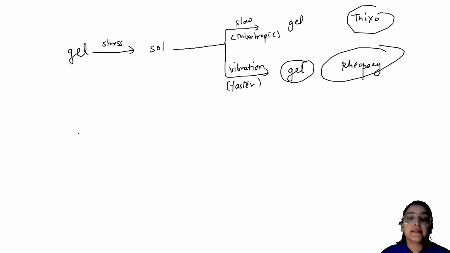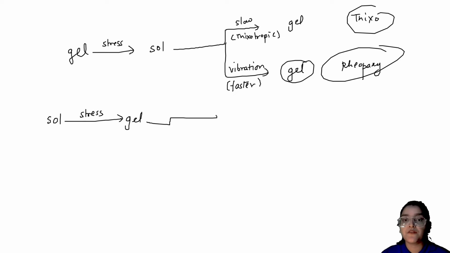Similarly, the other one that we have discussed is the sol to gel conversion upon the application of stress. Now this gel is converted further into the sol with a slow process, which will be termed as anti-thixotropy or negative thixotropy.